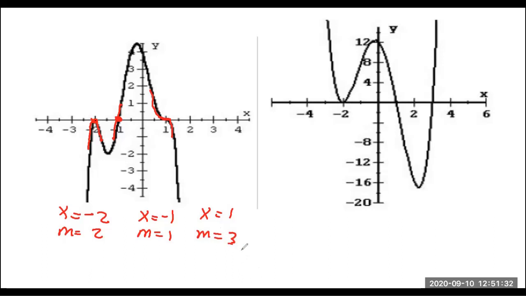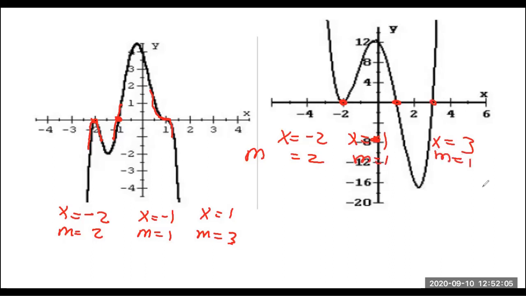Riley, last one. What are the x-intercepts? -2, 1, and 3. And then what are the multiplicities? For -2, it would be 2. For 1, it would be 1, and then for 3, it'd also be 1.